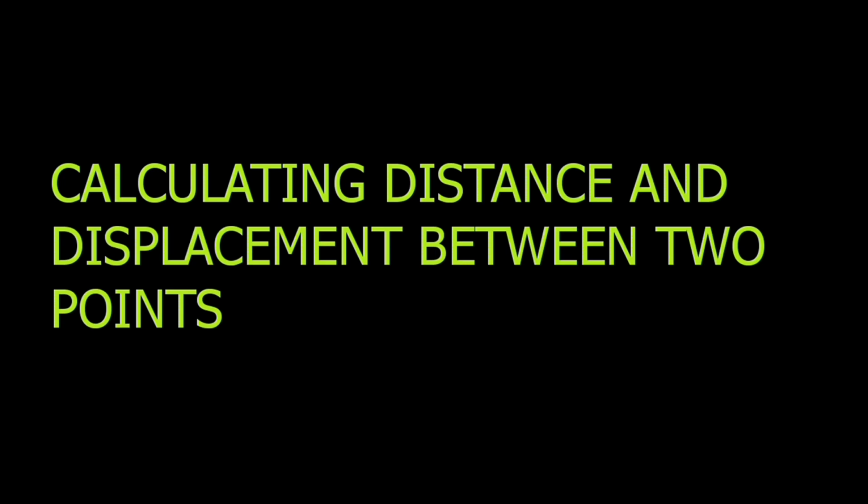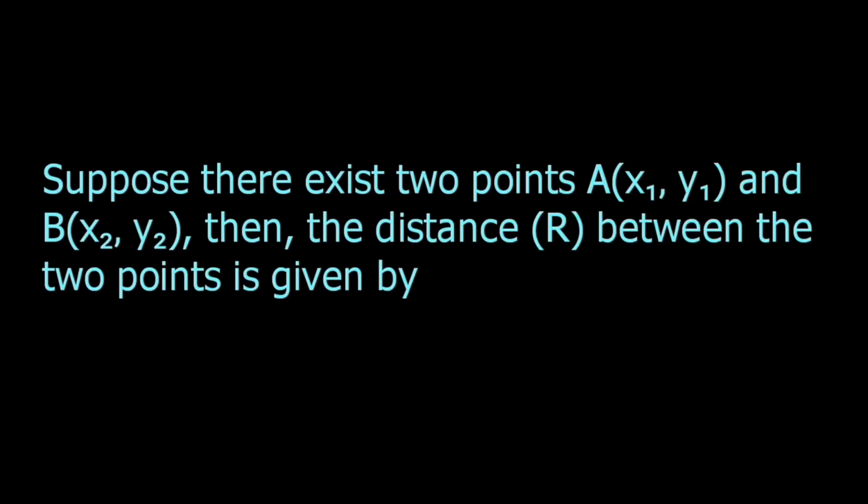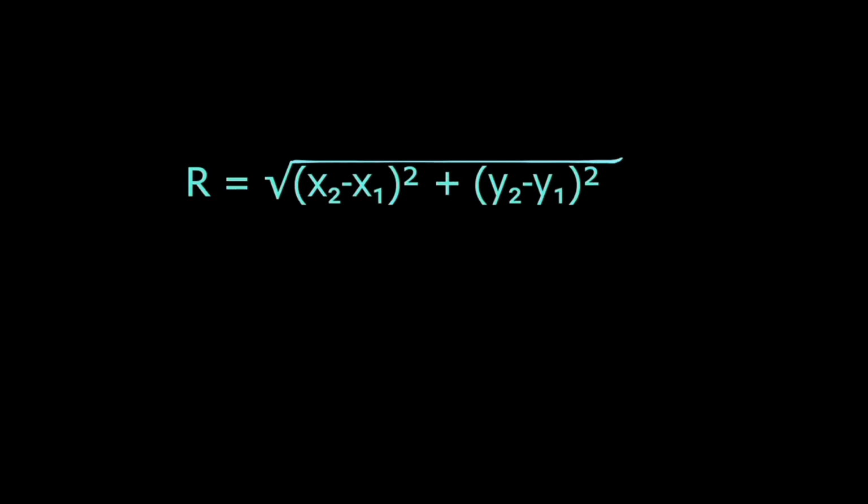Calculating distance and displacement between 2 points. Suppose there exist 2 points, A having coordinate (x1, y1) and B having coordinate (x2, y2). Then the distance r between the 2 points is given by r equals the square root of (x2 minus x1) all squared plus (y2 minus y1) all squared.